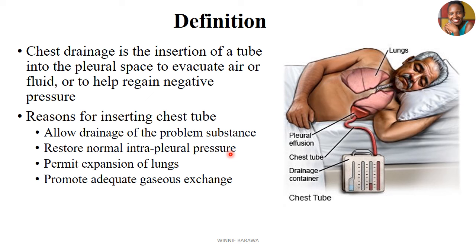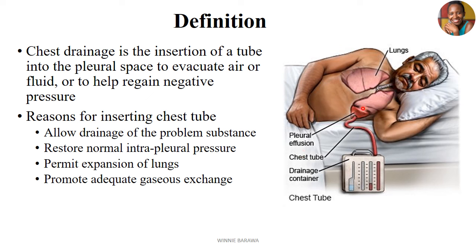The reason for inserting the chest tube can also be the restoration of the normal intrapleural pressure, which is key for allowing adequate expansion and recoil of our lungs during inspiration and expiration. Chest tube insertion is also important for re-expansion of the lungs in case they have collapsed due to different diseases and illnesses, and for promoting adequate gaseous exchange.